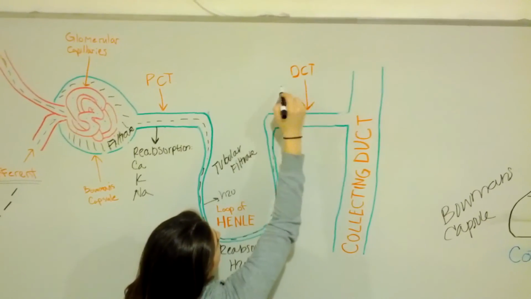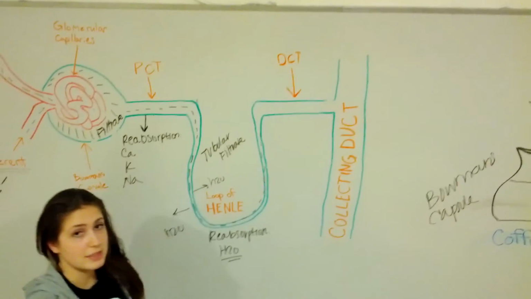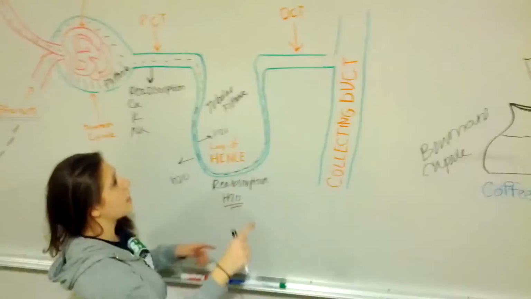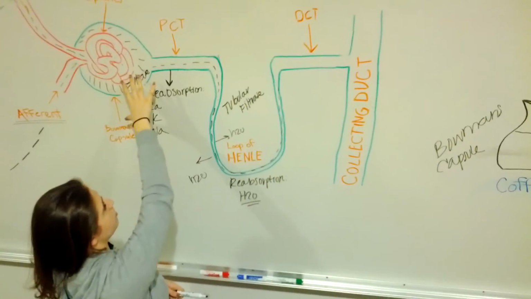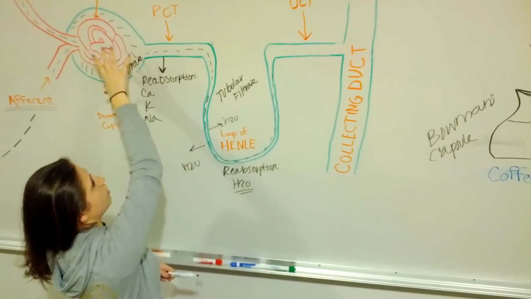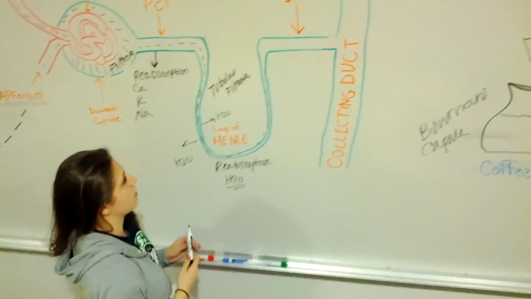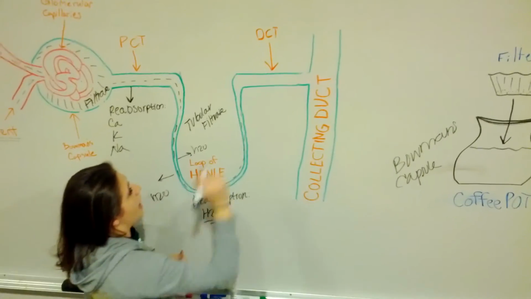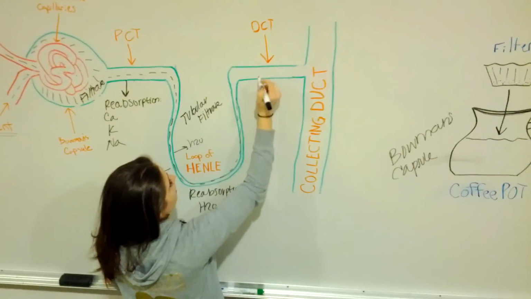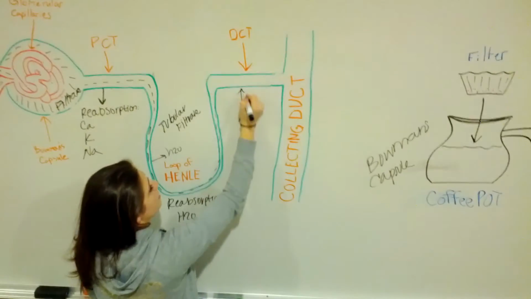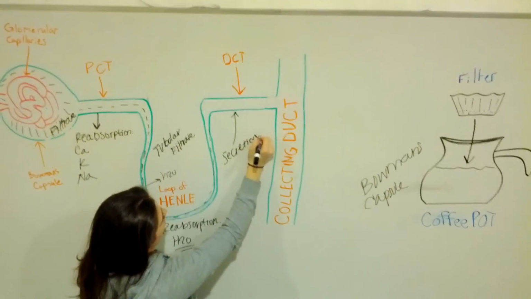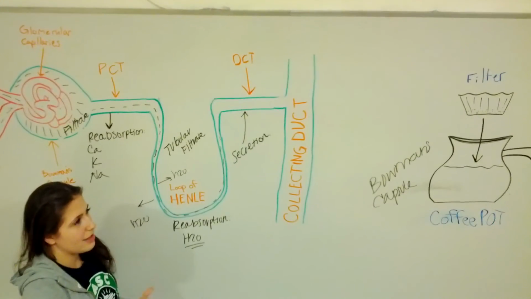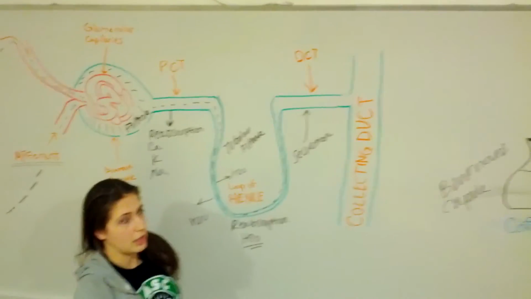Finally, we enter the DCT, which is known as the distal convoluted tubule, and an easy way to remember that it's more distant from the Bowman's capsule, and this one's more proximal to the Bowman's capsule, in case you're confused about that naming. And this here is where the body secretes. So secretion takes place. The body secretes things that it doesn't want to carry any further.